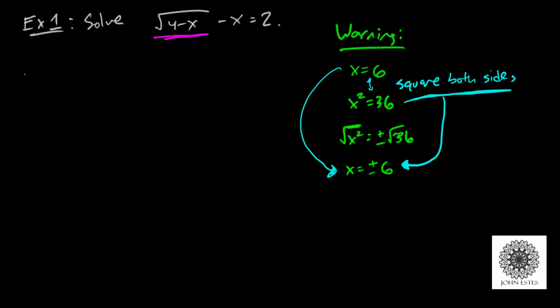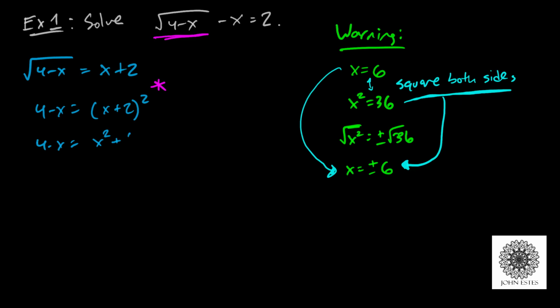I'm going to have the square root of 4 minus x equals x plus 2, isolating my radical. Now I'm going to square both sides, so I have 4 minus x equals (x plus 2) quantity squared. Let's make an asterisk here, because we need to remember that I squared both sides of my equation, and so I might have generated a solution where I shouldn't have. Here I have 4 minus x equals x squared plus 4x plus 4. I got that by FOILing.